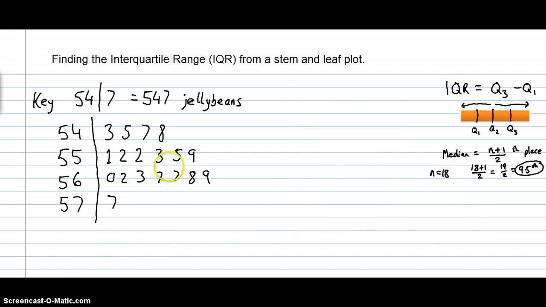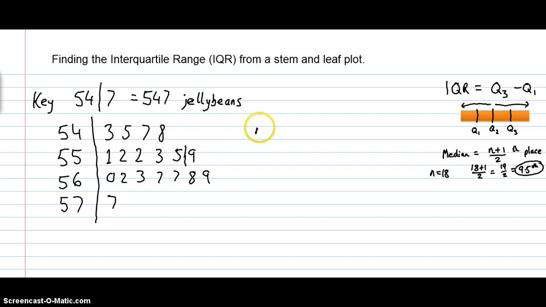That's our median. Okay, so let's count along the leaves. Each leaf is a piece of data, so we've got to find the 9.5th place in the leaves. 1, 2, 3, 4, 5, 6, 7, 8, 9, and then 0.5 will be in between these two leaves. So by finding the median here, we've split the data now into 2 halves, the lower half and the upper half above the median. To find Q1, we need to find the median of this lower half of the data.